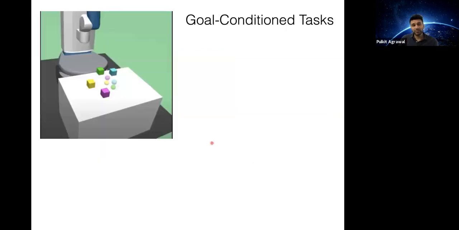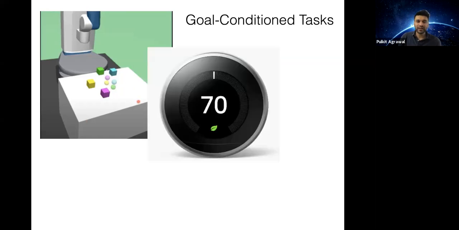But many times the tasks have different goals. For example, I could be stacking blocks in this configuration. Suppose these are my four blocks, and these small spheres show the desired location where I want to put these blocks. These desired locations could be anywhere on the table. So now it is not a single task, but there is a family of tasks.